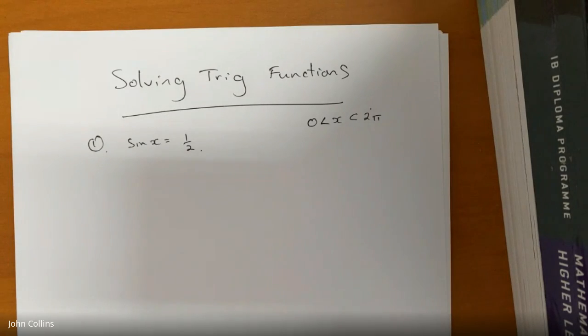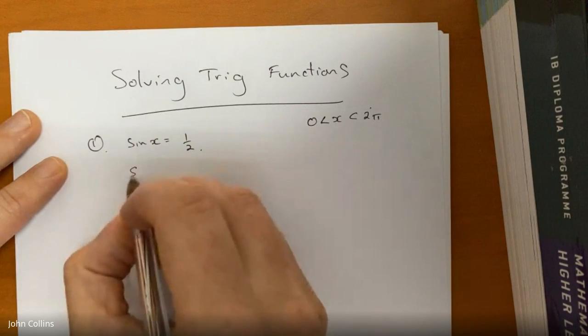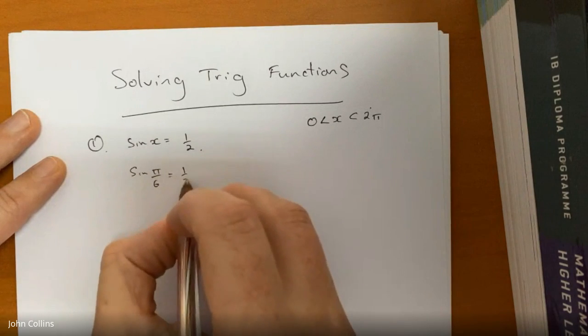So we know that sine of pi over 6 is equal to 1/2. Are you sure? Pi over 4 is 1 over root 2, or root 2 over 2, which is 45 degrees. So pi over 6 is the one that works. You do the top two quadrants since it's positive. And then you do 180 minus pi over 6.